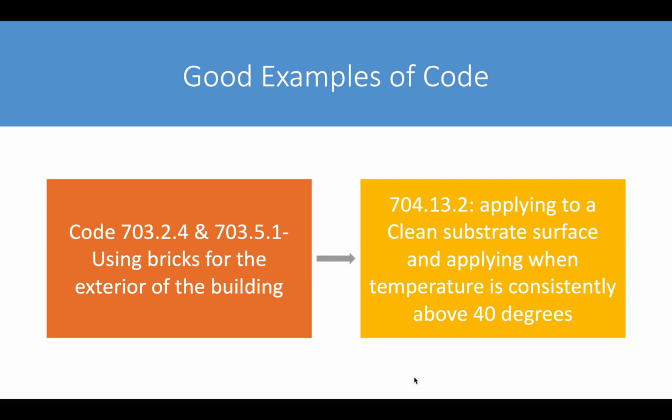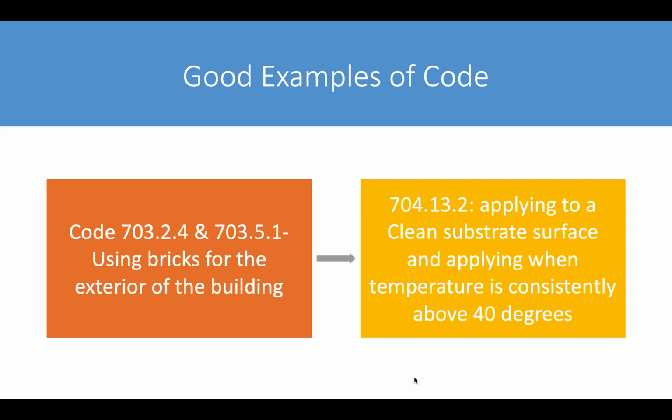Some good examples of code use would be for 703.2.4, using bricks on the exterior of a type 5 house where there is little to no fire resistance restrictions. And this is good because it doesn't bring down the fire resistance, and it actually kind of helps it, because bricks are like the best fire resistant materials out there, or I guess one of them, because they're non-combustible.